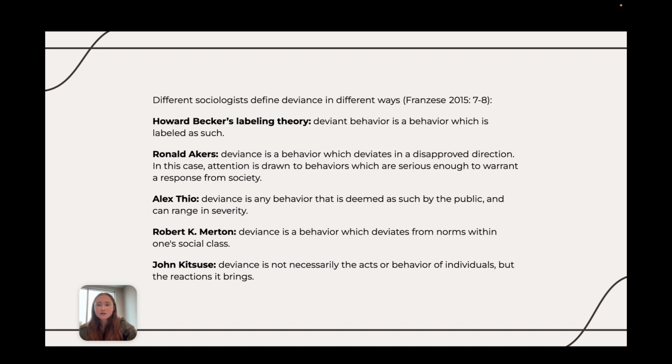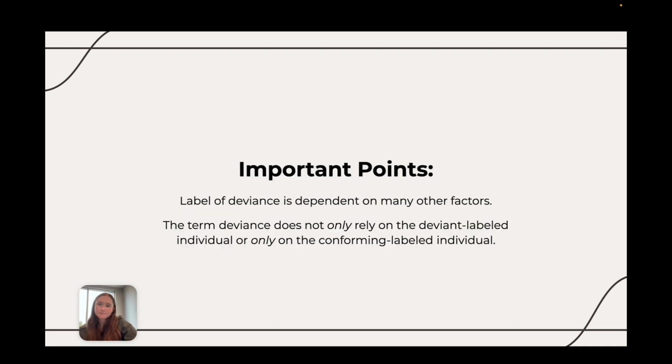And then John Kitsuse says that deviance is not necessarily the acts or behaviors of the individual, but the reaction that it brings. So again, it's about the individual, but also about the reaction that society is giving to that.